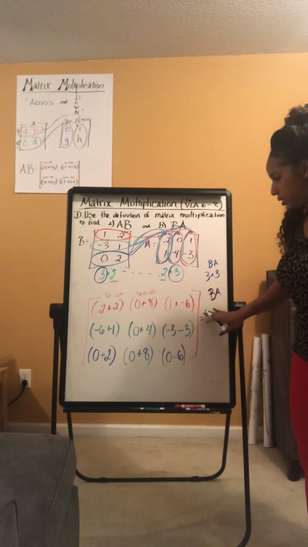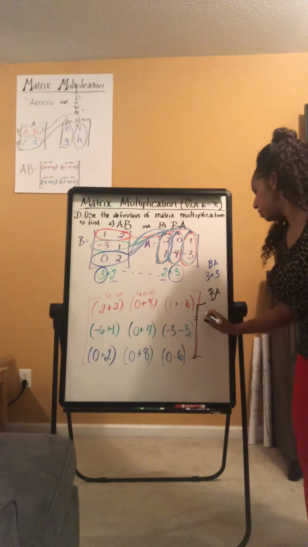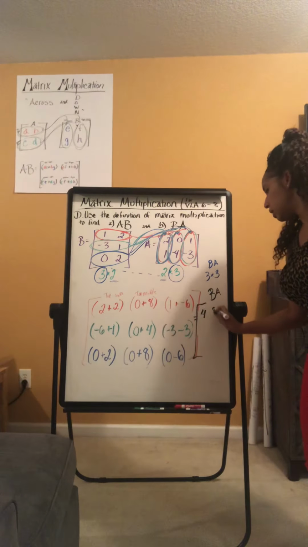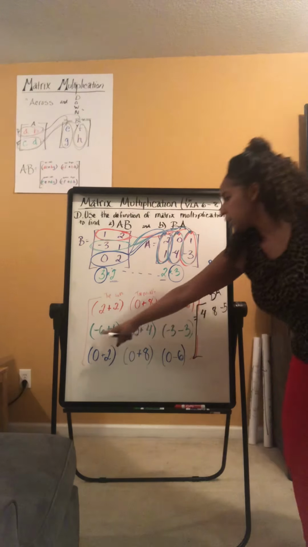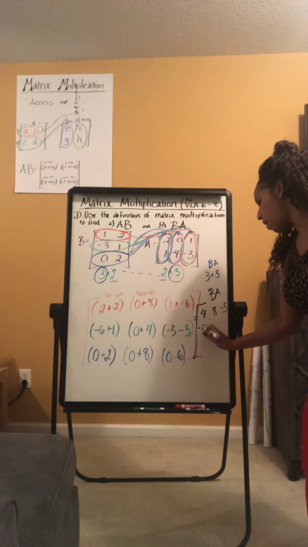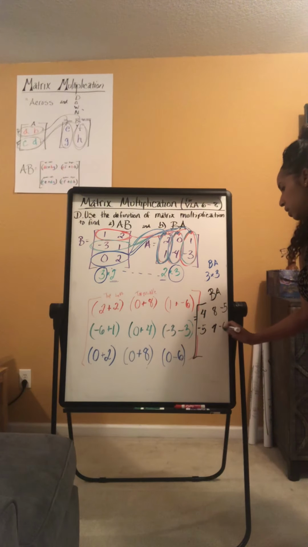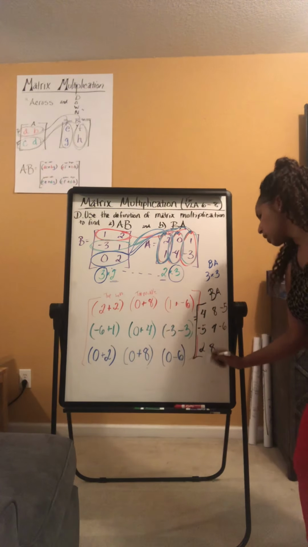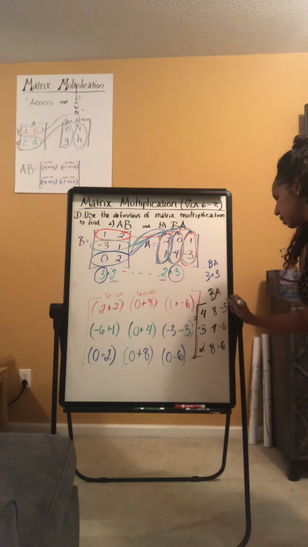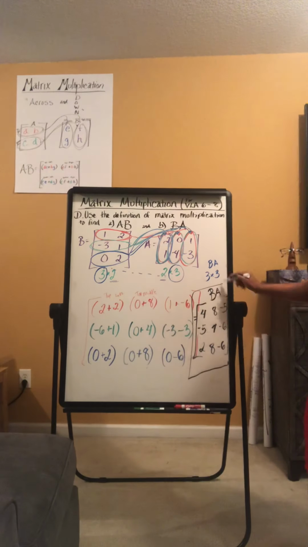Not much space, but we're going to make it fit. 2 plus 2 is 4. 0 plus 8 is 8. 1 minus 6 is negative 5. Negative 6 plus 1 is another negative 5. 0 plus 4, the middle term, is 4. Negative 3 minus 3 is negative 6. On the bottom, 0 plus 2 is 2, 0 plus 8 is 8, and 0 minus 6 is negative 6. No space, but this is my final answer. This is B times A. You get it?